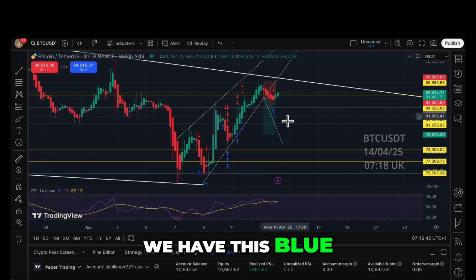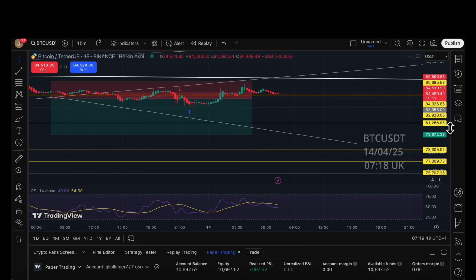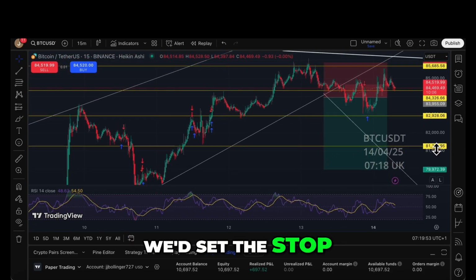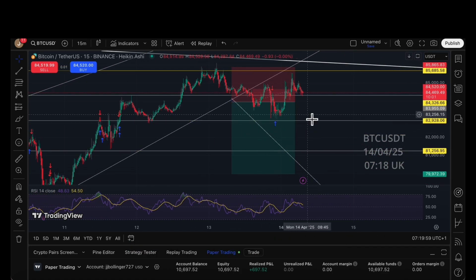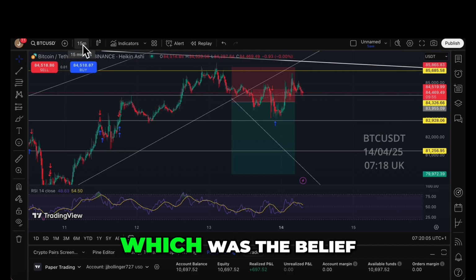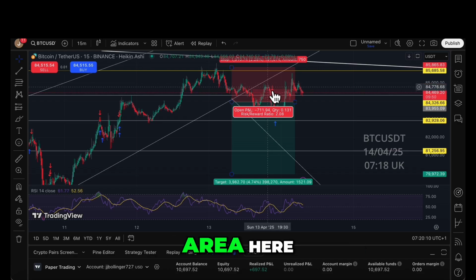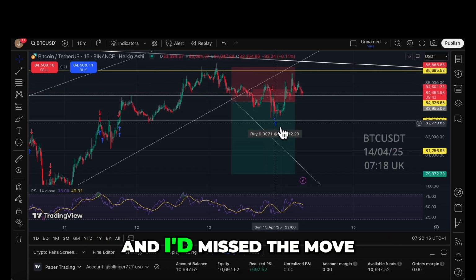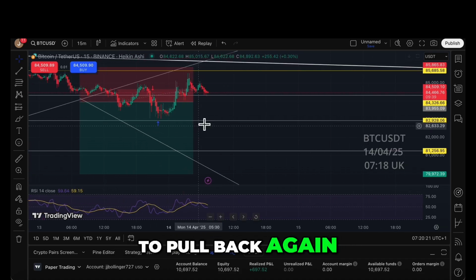As you can see, we have this blue and red arrow. That is because I entered the trade on the smaller time frame. Let's zoom in. If you remember our last video, we had set the stop loss just within the pattern of the rising wedge, and then we had set our take profit to be here. I decided to go in on a smaller time frame, which was I believe the 5 minute, and we had that retest around this area here. It had already retested and pulled down to this area, and I'd missed the move. But I did feel that it was going to pull back again, which it did.